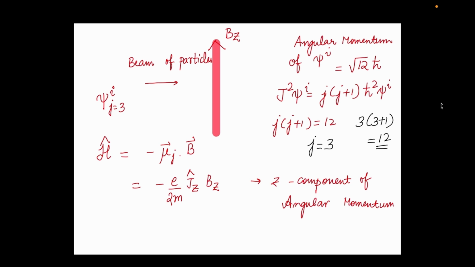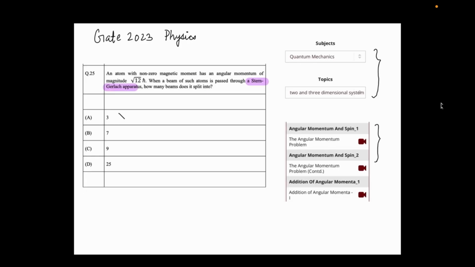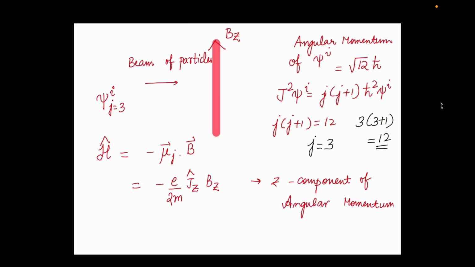Now that doesn't mean your beam will be splitting into 3. That's the common mistake people can make. So 3 is not the correct answer. Just be careful, you should not choose this. Now why is it so? Because you can write psi i as a combination of the states it splits into, with j equal to 3.